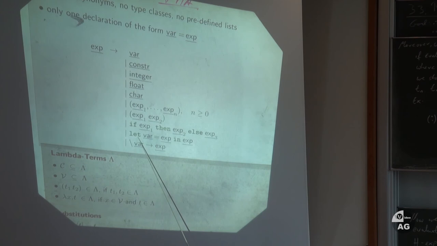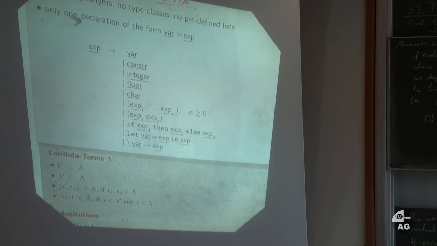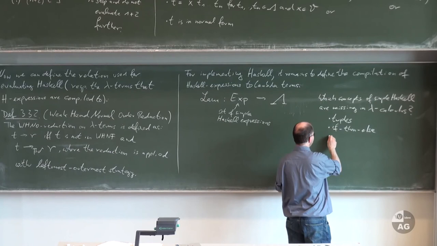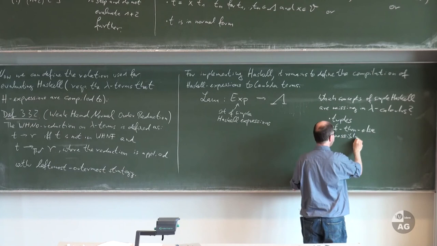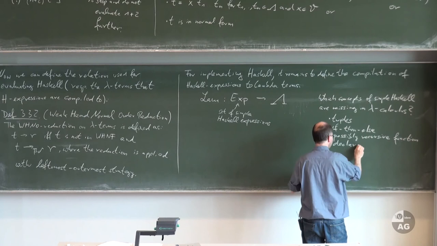And then we have this: let var equal exp in exp. That's the main problem, because here we have some kind of function declaration. And the bad thing is that it could be a recursive declaration. And of course, in all interesting Haskell programs, this is recursive. So we have recursive function definitions. And that's the main thing that we don't have in the lambda calculus. And so this is the main problem, how to translate this into a lambda term: possibly recursive function declarations.